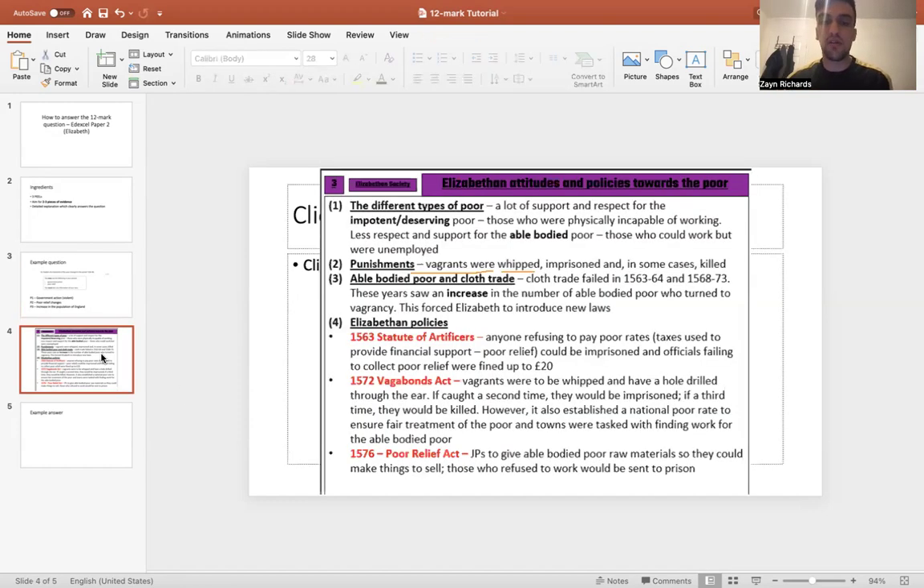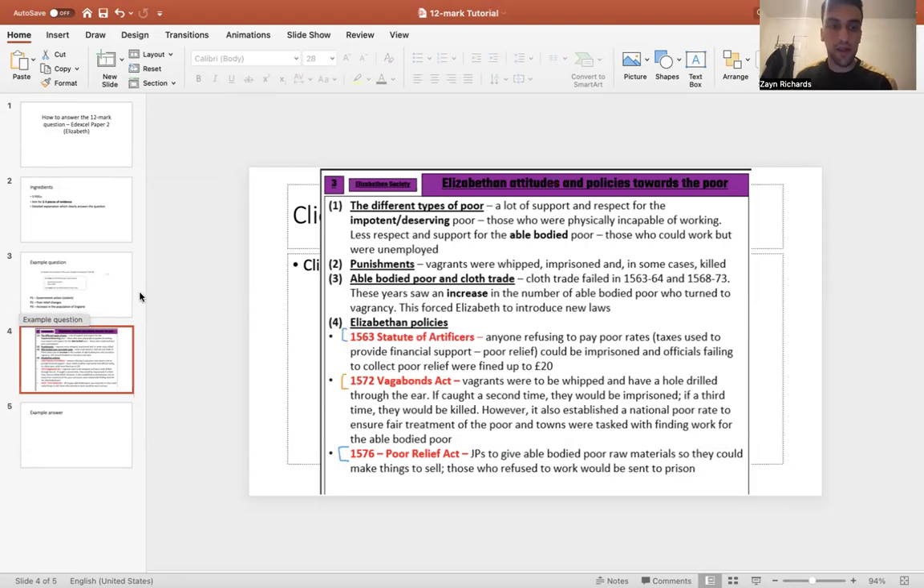Now, there are a variety of flashcards that are relevant, so I would be looking at all of the ones to do with poverty. But just to keep it simple for the sake of this video, this is the main flashcard. For paragraph 1, the evidence I'd be focusing on is the 1572 Vagabonds Act. For paragraph 2, if I do that in a different color, the evidence I would probably be focusing on would be the Poor Relief Act, and then also the Statute of Artificers.